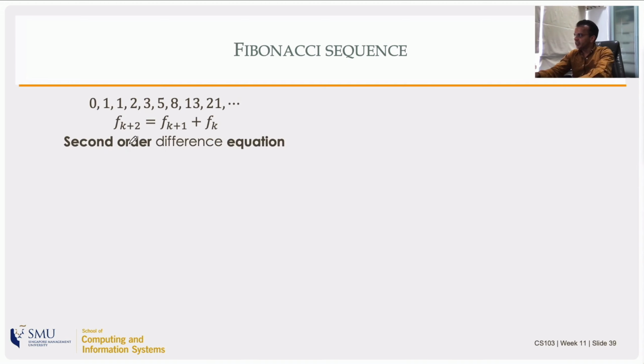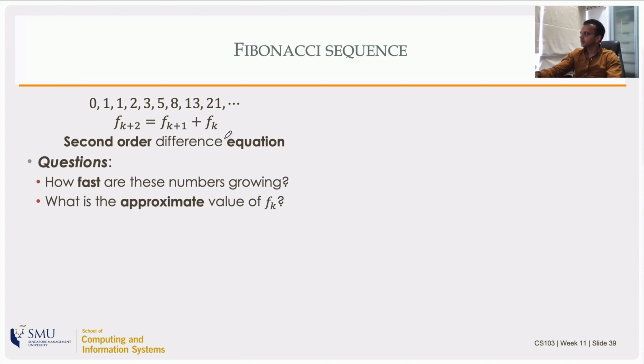Interesting, the sequence is very easy to compute. The k plus 2 element is the sum of the previous two, the k plus 1 and the kth elements. Sum them up. If you think about it, it's like a Markov chain. Instead of depending only on the previous step, it depends on two steps. So it's a second order difference equation, if you want to be very formal about giving it the right name.